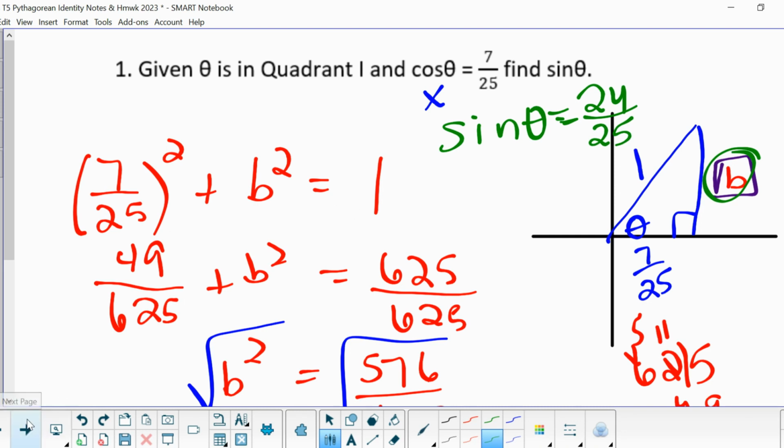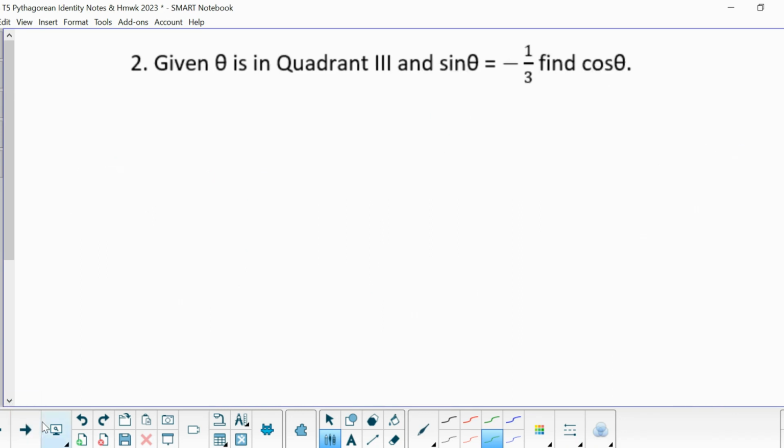Okay, remember you can always pause the video if you need to take some more notes. We're going to do another one. So this one is not going to be quite as nice because the numbers are not going to work out to be whole numbers. We're going to have radicals, but that's okay.